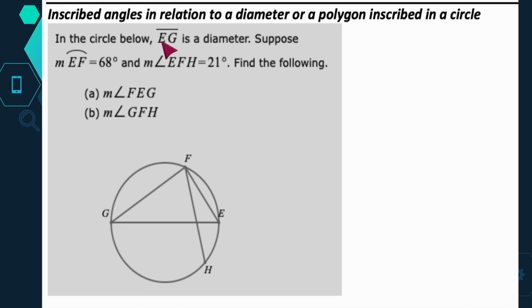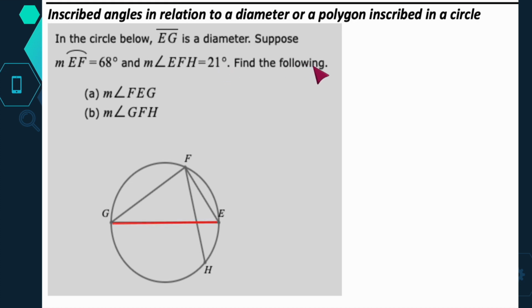So in the circle below, EG is a diameter. We can see that it's going across. Now I can't see the center, so they did need to tell me that it was a diameter, because it could just look like a diameter. I don't necessarily see the center, so I can't promise that one. Suppose that the measure of arc EF is 68 degrees and the measure of angle EFH is 21 degrees.